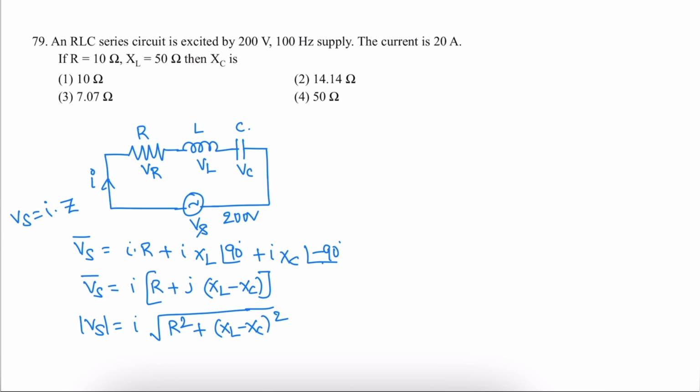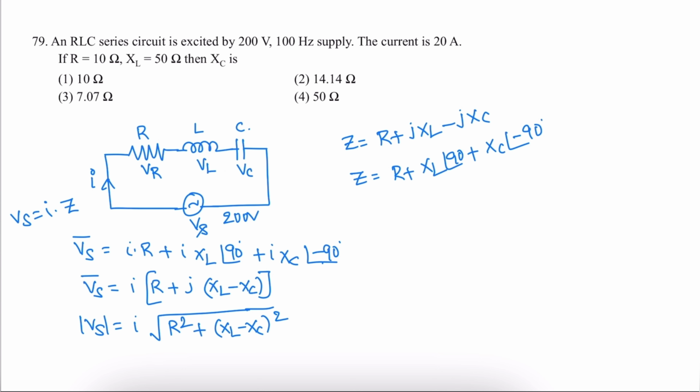So this J is nothing but a complex operator and its angle is 90 degrees, so that we can write this expression for voltage source as IR plus IXL at 90 degrees plus IXC at minus 90 degrees. The total impedance Z is equal to resistance plus JXL minus JXC. So it can also be written as resistance plus XL at an angle 90 degrees, plus XC at an angle minus 90 degrees.